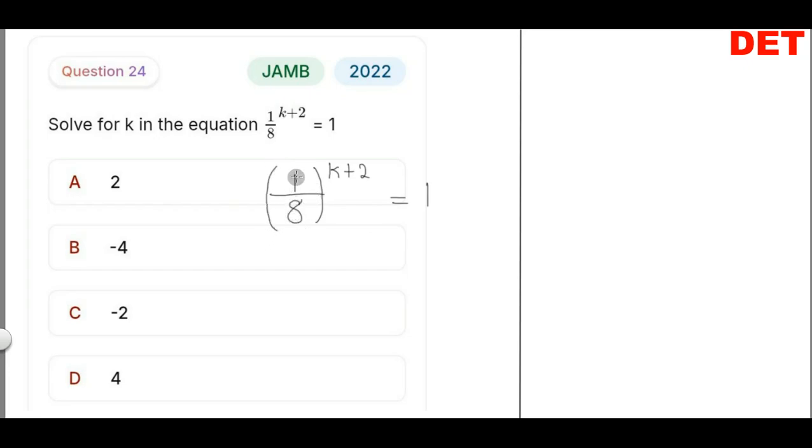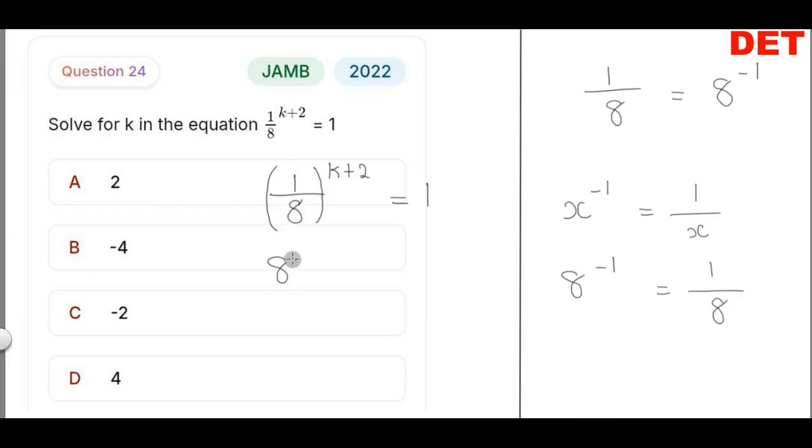It's very important that you know that 1 all over 8 is the same thing as 8 raised to the power of -1. From the negative index law of indices, we have that x raised to the power of -1 is equal to 1 all over x. So 8 raised to the power of -1 is the same thing as 1 all over 8. So I'm going to write 8 raised to the power of -1 here instead of 1 over 8.